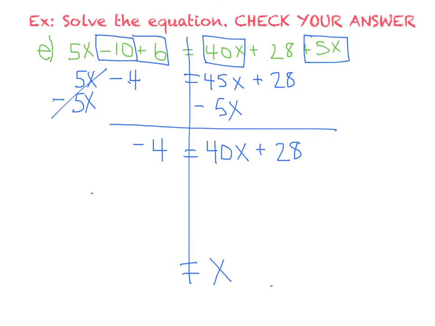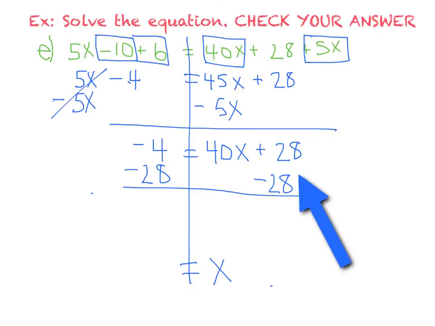Recall what I said to move first. Always move the number that is not with the variable. So in this problem, it would be the 28. This is what we're going to move first. Inverse operations. Look in front of it. It's plus 28. We're going to go minus 28. Minus 28. These cancel out. We're left with 40x equals negative 32. And we are so close to being done.